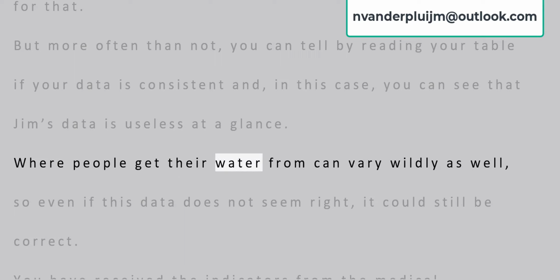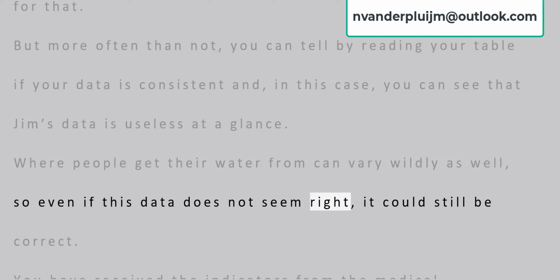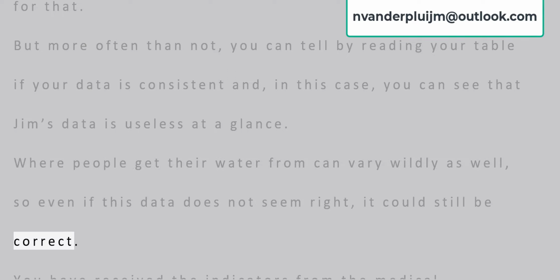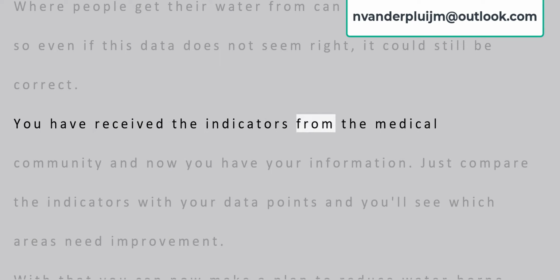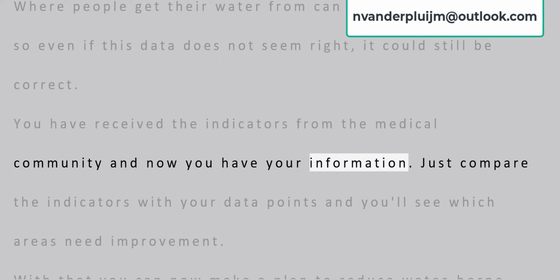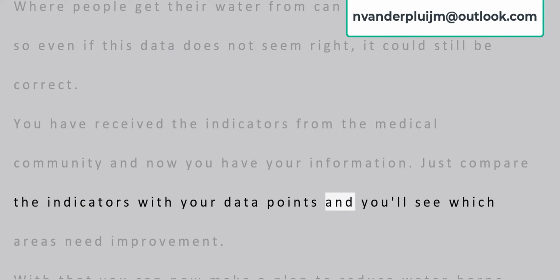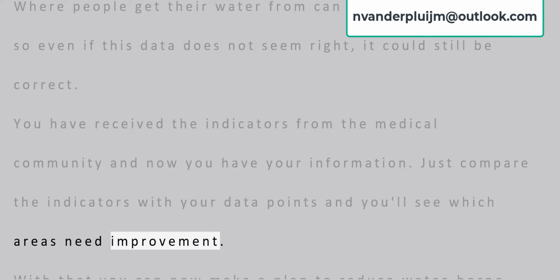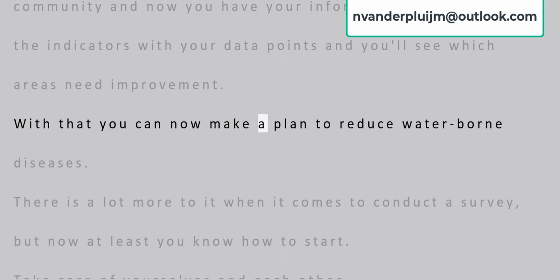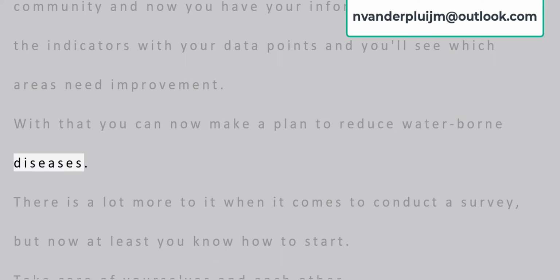Where people get their water from can vary wildly as well, so even if this data does not seem right, it could still be correct. You have received the indicators from the medical community and now you have your information. Just compare the indicators with your data points and you'll see which areas need improvement. With that, you can now make a plan to reduce waterborne diseases.